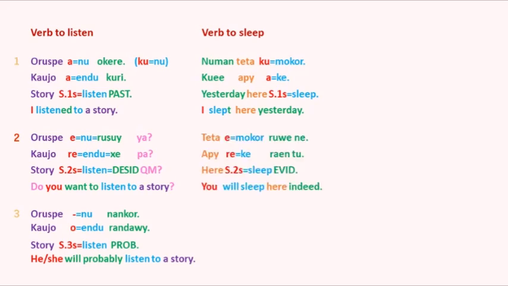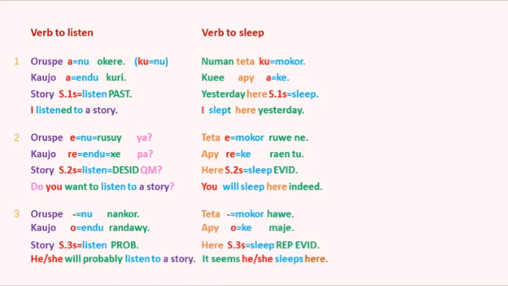Sentence 2. Tete mokoruene. Apure keraetu. You will sleep here indeed. Emokor, reke for the second person. Ruene, raetu is to show something is evident to the speaker. So, you will sleep here indeed. You're going to sleep here.